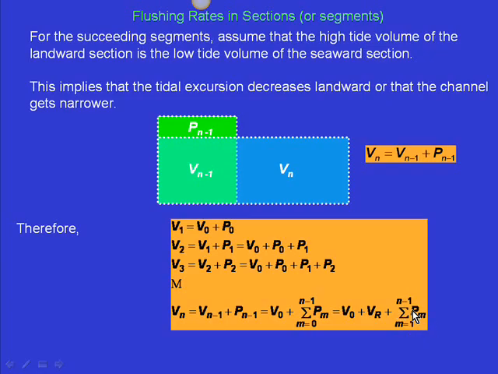So again, you can use these volumes to calculate the residence time at each one of these segments. So you calculate the residence time at each segment, and in this way you'll get a spatially variable residence time for the system.